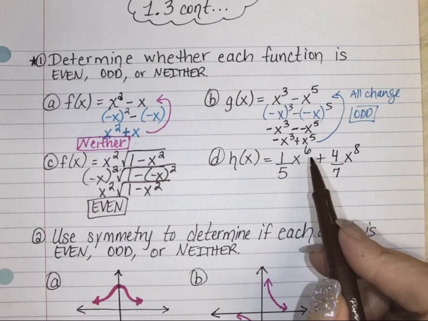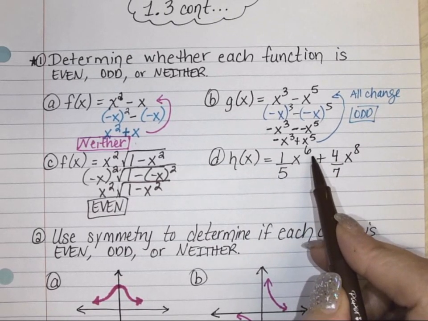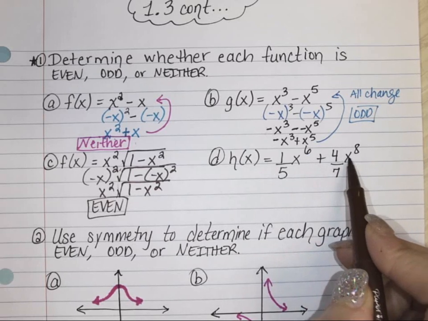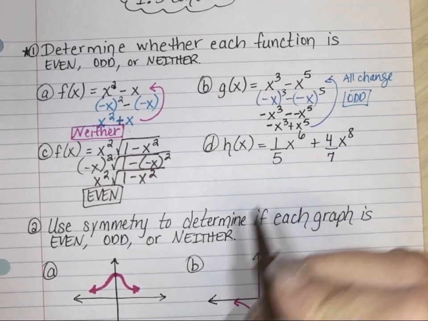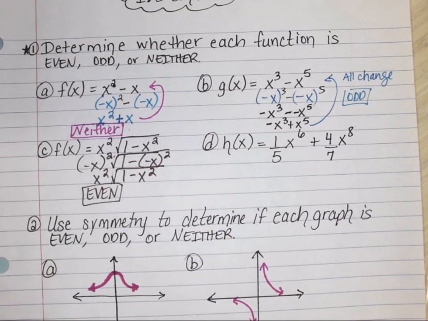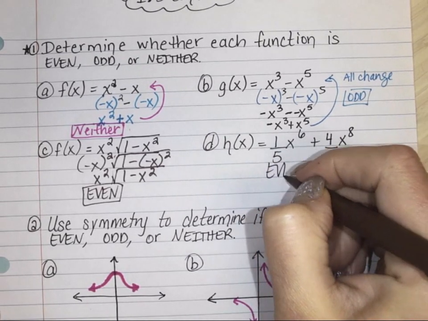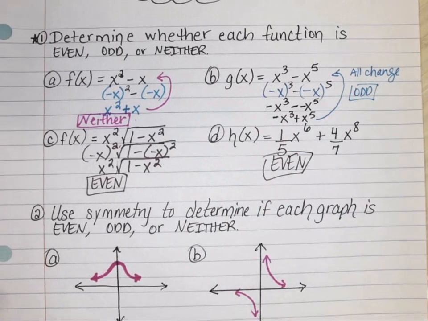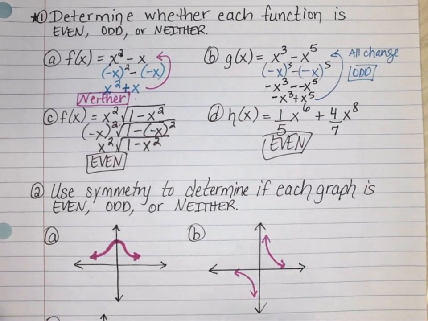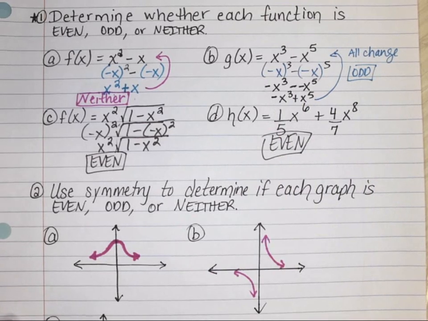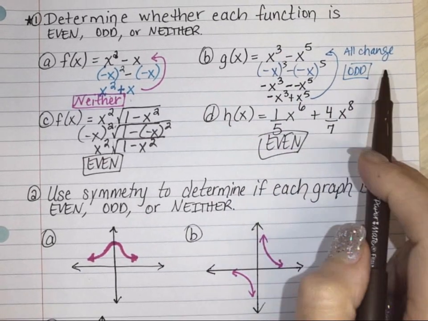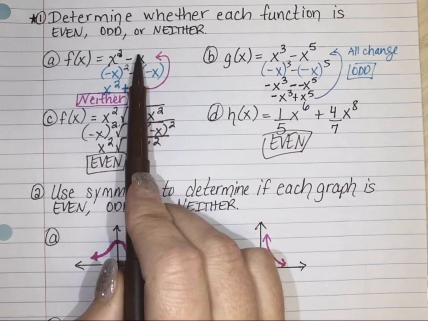And think about this here. If I raise a negative x to the 6th power, negative x to the 8th power, they're both going to stay the same. So this one will be even. So in other words, if you have all even exponents, then it's going to be even. If you have all odd exponents, it will be odd. If you have a mixture, neither.